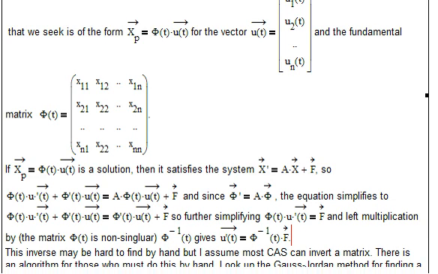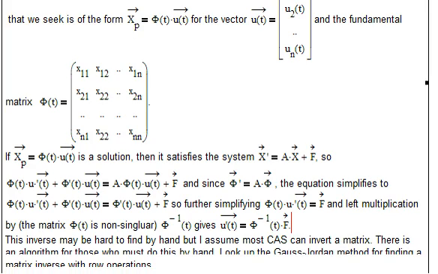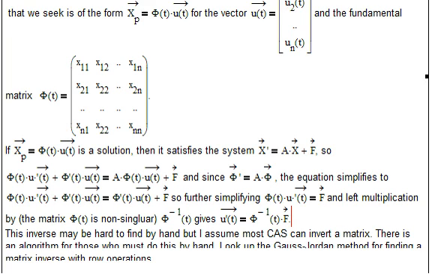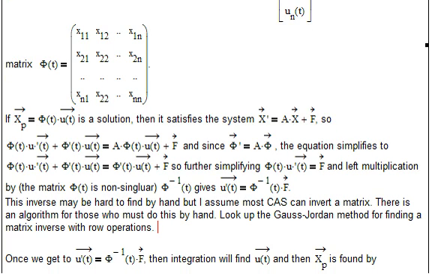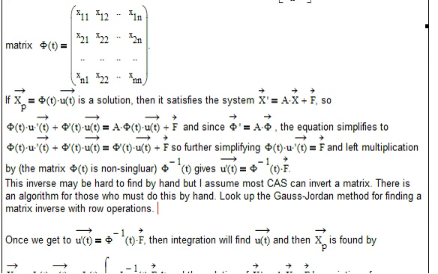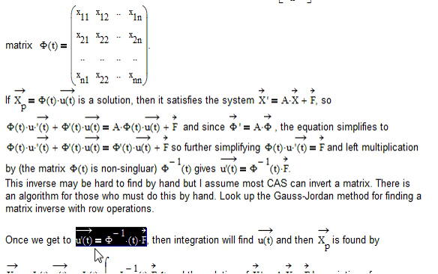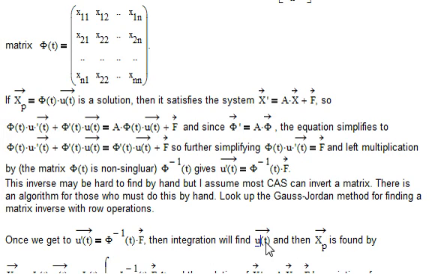So the inverse may be hard to find because, remember, phi is a matrix that has entries that are functions, but we can do it. There's an algorithm for those who must do this by hand. Look up the Gauss-Jordan method for finding a matrix inverse with row operations if you wish. But once we get there, we'll do an example in a minute and I'll go through that. But once we get to here, then integration will find us our vector u.